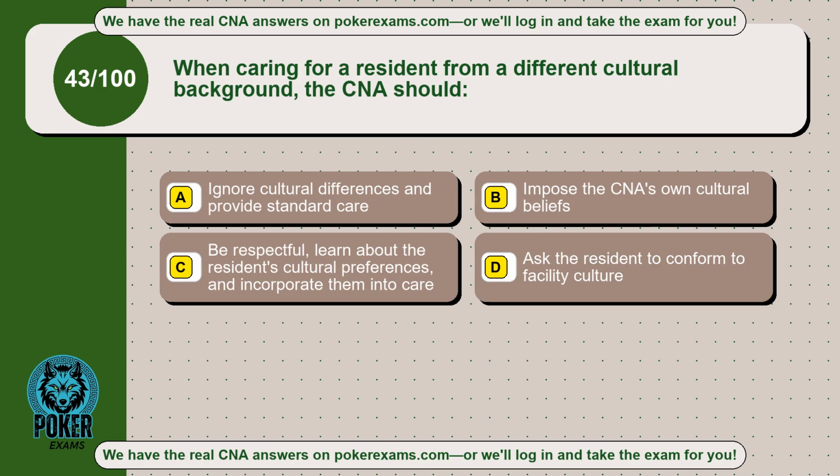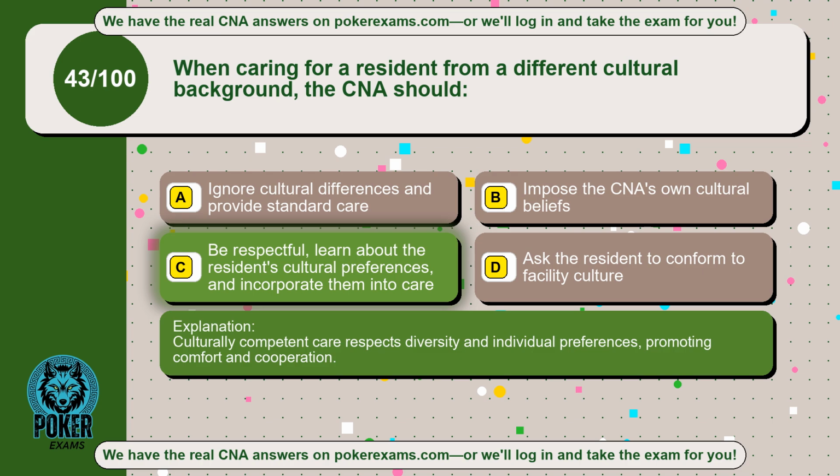Question 43. When caring for a resident from a different cultural background, the CNA should: Option A. Ignore cultural differences and provide standard care. Option B. Impose the CNA's own cultural beliefs. Option C. Be respectful, learn about the resident's cultural preferences, and incorporate them into care. Option D. Ask the resident to conform to facility culture. The correct answer is option C. Be respectful, learn about the resident's cultural preferences, and incorporate them into care. Culturally competent care respects diversity and individual preferences, promoting comfort and cooperation.